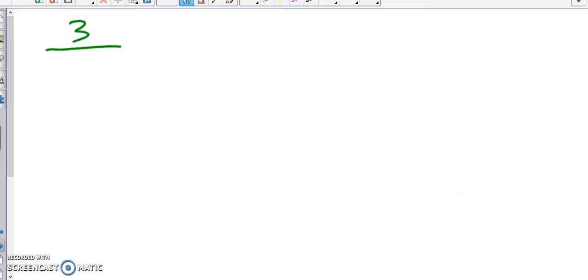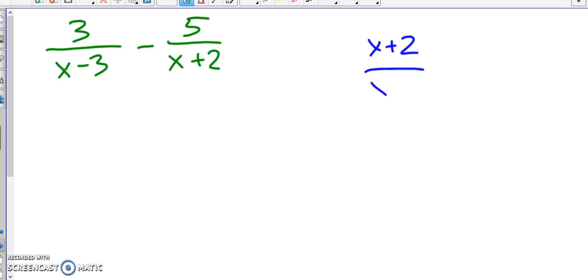So let's say I have 3 over x minus 3 minus 5 over x plus 2. Now, whenever I ask kids what the common denominator is here, a lot of times I'll get x, or x is a common factor. But if you notice, if I had an x plus 2 over an x minus 3 and I asked you to cancel something, you couldn't cancel anything because of the plus 2 and the minus 3. Those don't actually have a common factor at all.